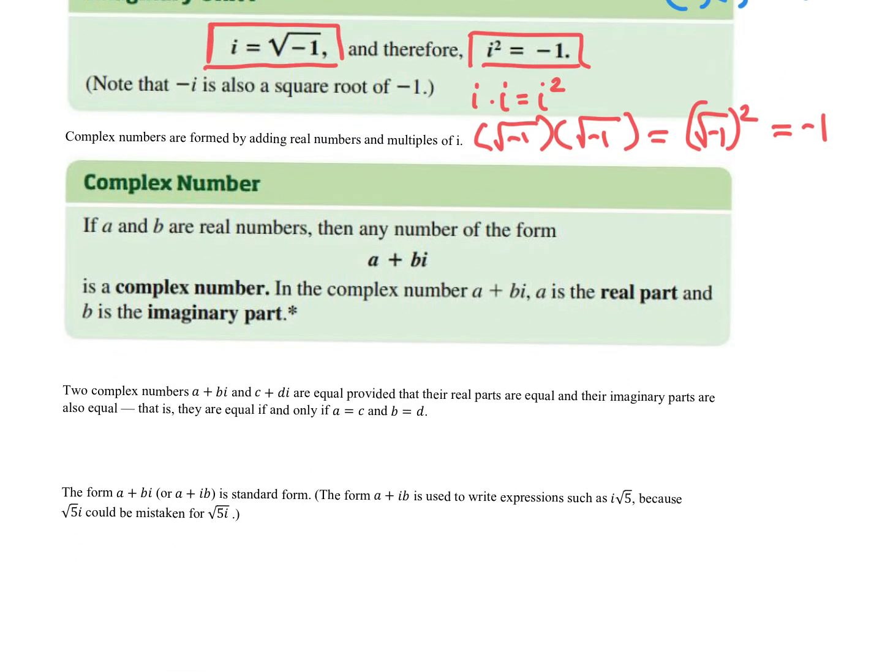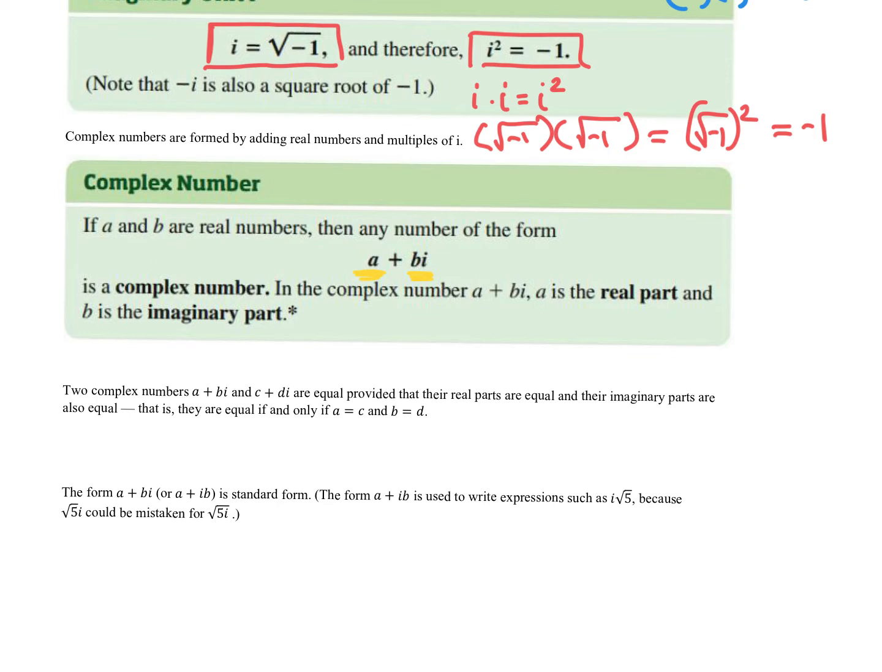Imaginary numbers often come in a form called complex numbers. And a complex number is something that has both a real and imaginary piece. So a right here is my real piece, and bi is my imaginary piece. So a is real, bi is the imaginary.